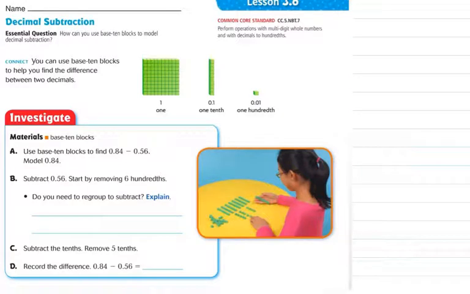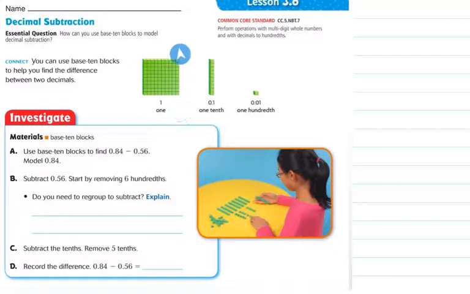Okay, boys and girls, in this lesson, we are going to be doing decimal subtraction using a model. So our essential question here at the top of the page is, how can you use base 10 blocks to model decimal subtraction? Now we're going to connect again like we did with our previous lesson, and we are going to use base 10 blocks to help us find the difference between the two decimals. So today in class, you're going to be able to model using the base 10 blocks, the manipulatives, but you can also use a quick drawing as well if you don't have access to the base 10 blocks.